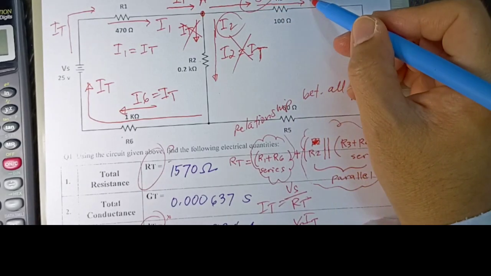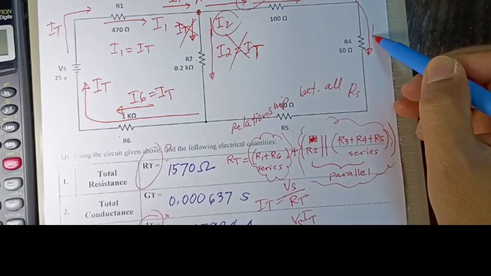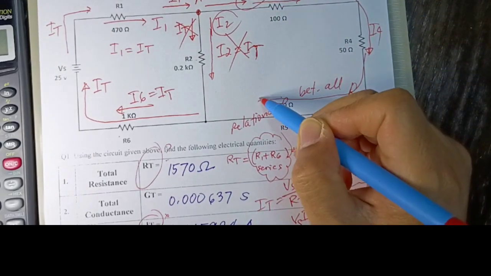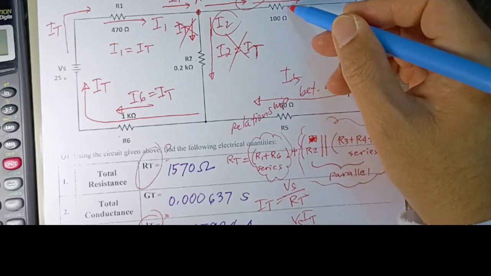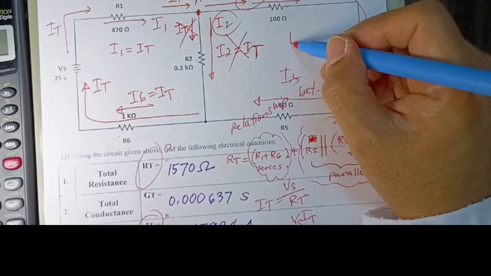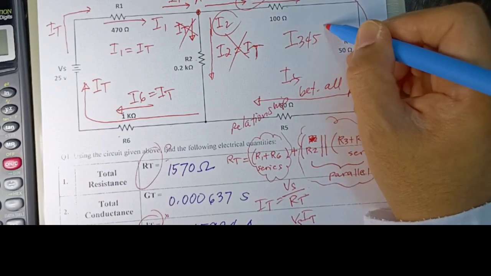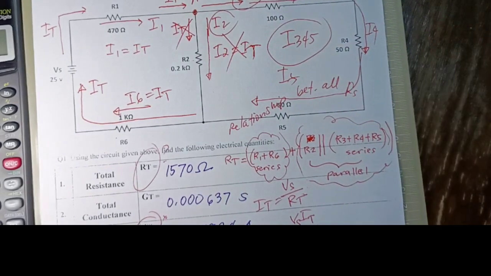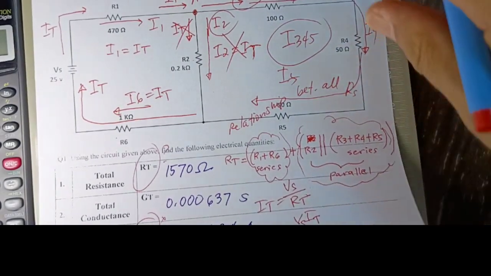Now, going here, the I3 will be the same as the I4, and it will be the same as the I5, because the R3, R4, and R5 are all in series. And we can call it I345. Okay? So that's what happened in our circuit.